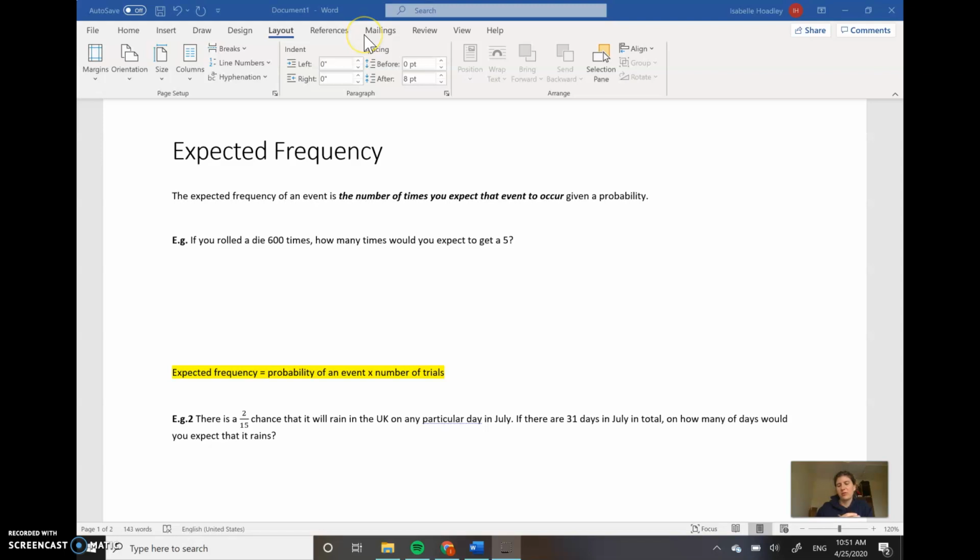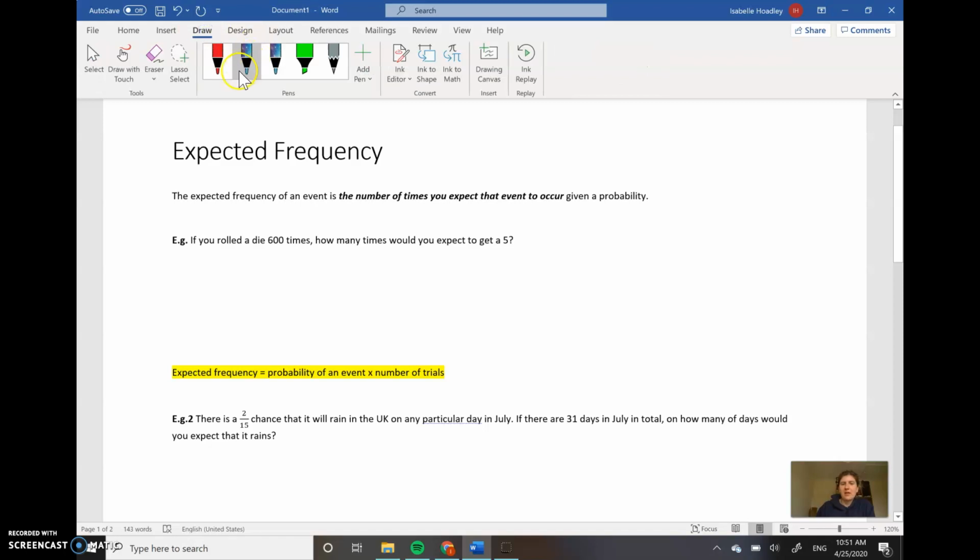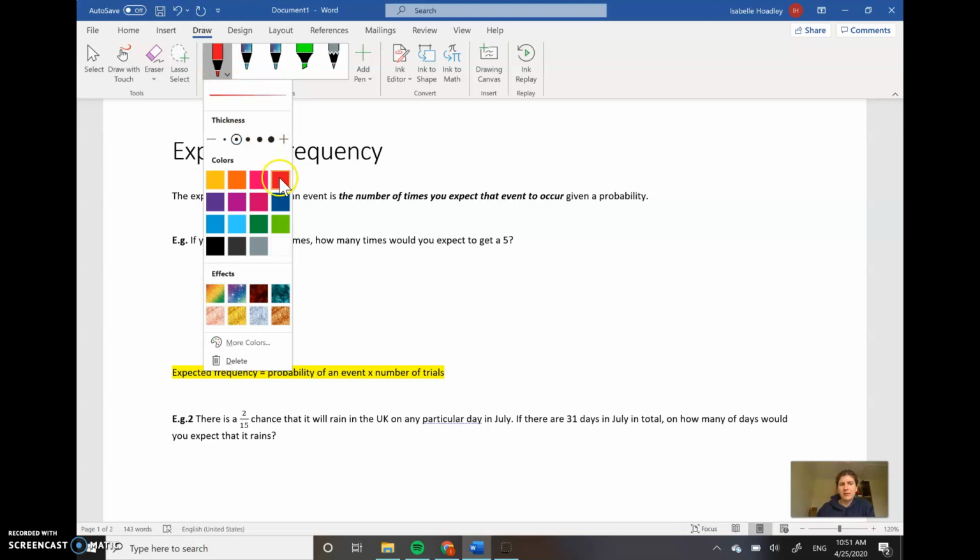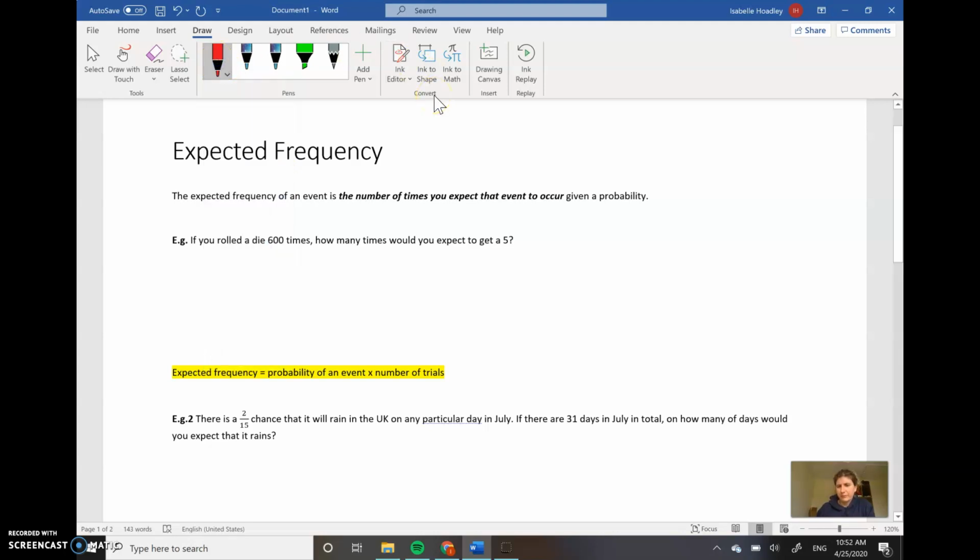The next little bit of probability we need to look at is expected frequency. Now when we're talking about expected frequency, it sounds kind of confusing, but it's really not. It's something that's quite intuitive. Expected frequency of an event is the number of times that you expect that event to occur given that it's a certain probability. And probably the best way to think about this is with an example.